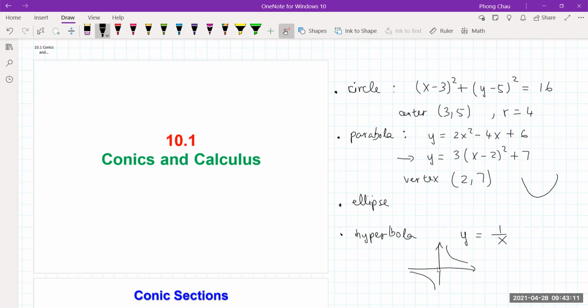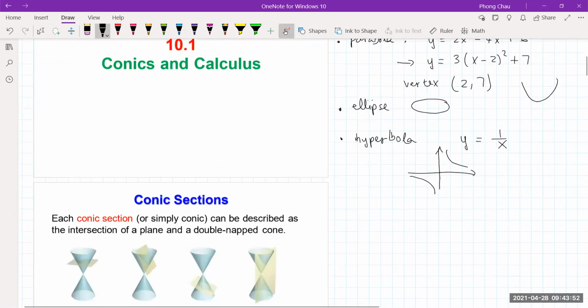The hyperbola has two branches. Now we're going to collectively combine these four into one name called conic sections. In fact, whether you have a circle, a parabola, an ellipse or a hyperbola, they can be described as the cross sections between a cone and a plane. So here is a formal definition. Each conic section above, one of those four you've seen, or simply called a conic, can be described as the intersection of a plane and a double-napped cone. These are double-napped cones, basically two cones that meet at the vertex.